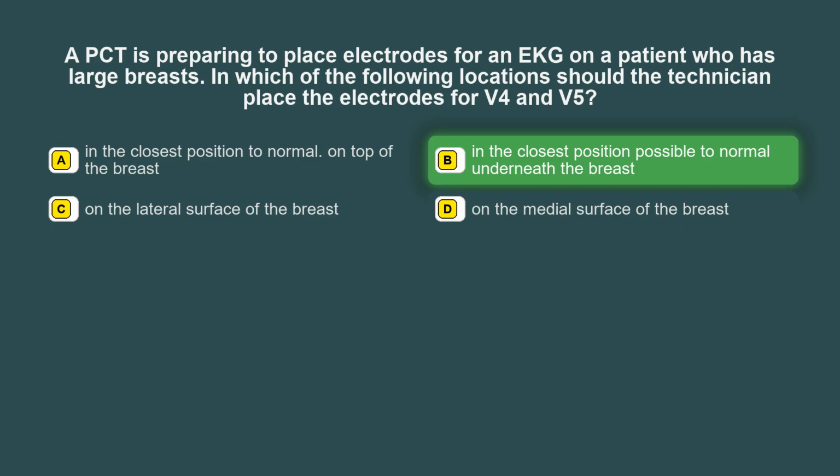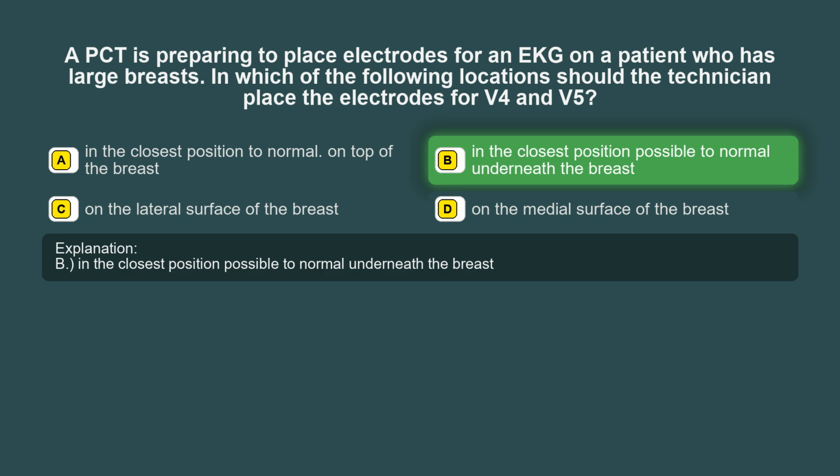The correct answer is option B. In the closest position possible to normal underneath the breast.